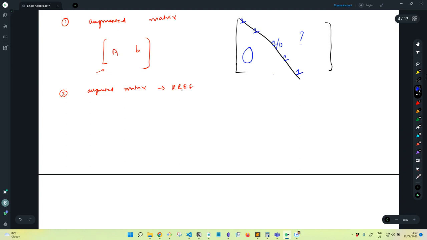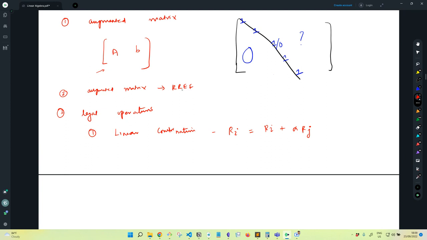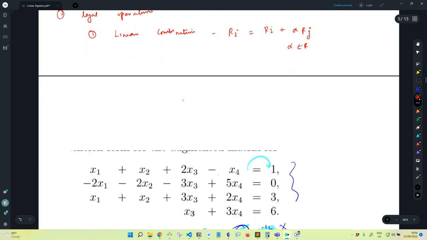Now we discussed what are all the legal operations that are allowed to convert a matrix to RREF. And we saw that these legal operations are inspired from what you do in solving systems of linear equations. So first thing is linear combination. Linear combination is any operation of the form Ri equals Ri plus alpha times Rj, and alpha can be any real number.